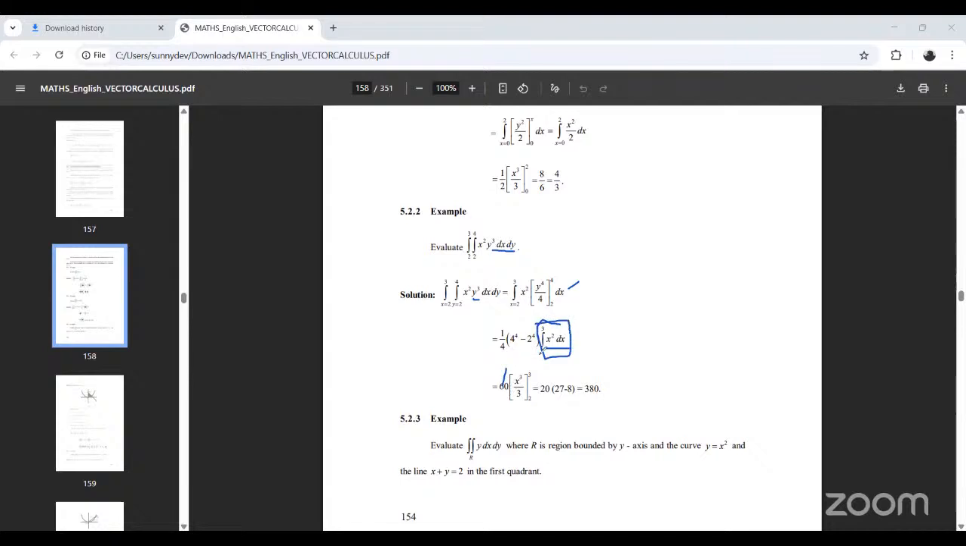This part is x squared dx, which becomes x cube by 3, with limits 2 to 3. After the simplification, we get the final value. And this is an important problem. Now you got it for these two problems.